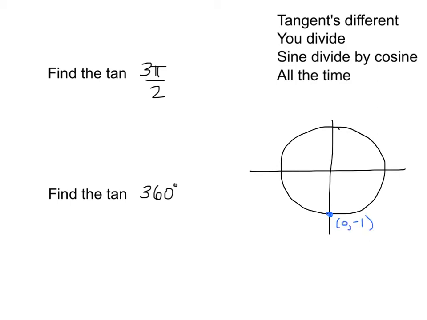And then to find the tangent, I have to do the sine divided by the cosine. So the sine, that's the y-coordinate, so that is -1. And then the cosine is the x-coordinate, that is 0. So to find the tangent of 3 pi over 2, I have -1 divided by 0. And I'm not allowed to divide by 0, so this is undefined.